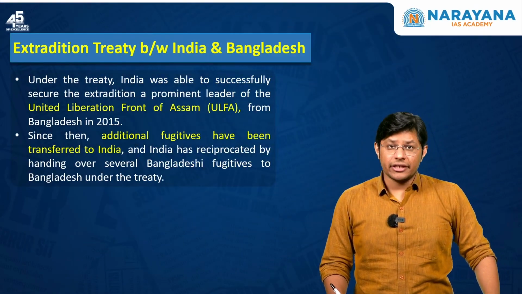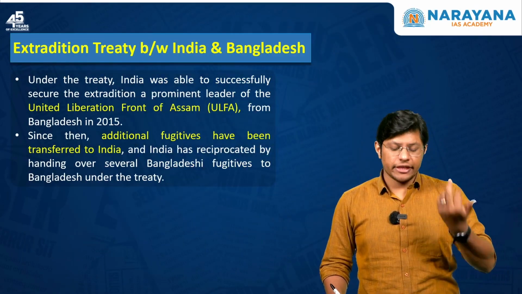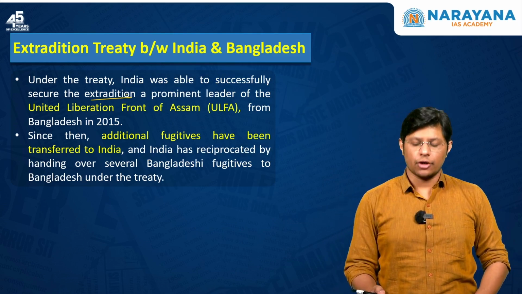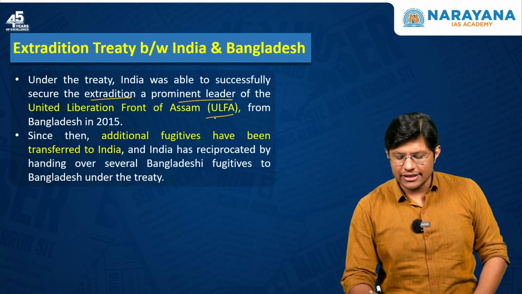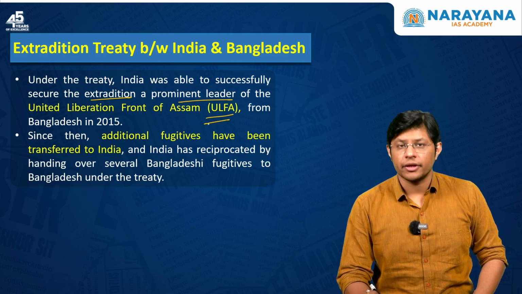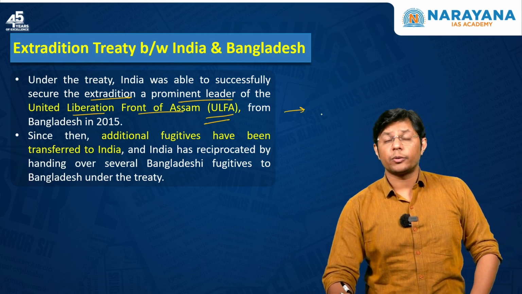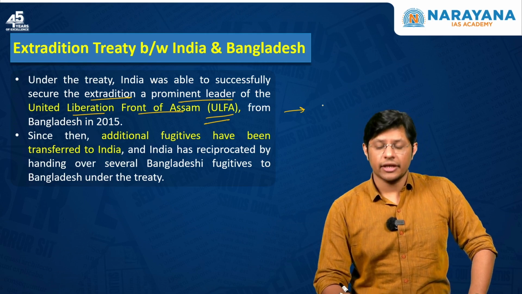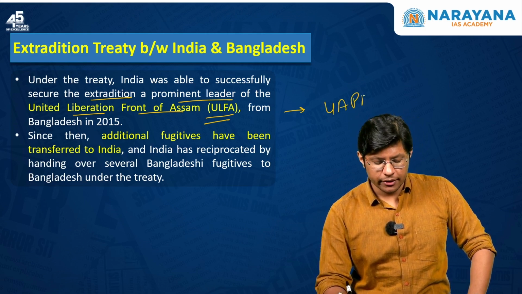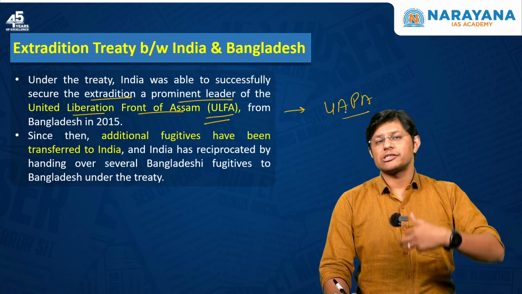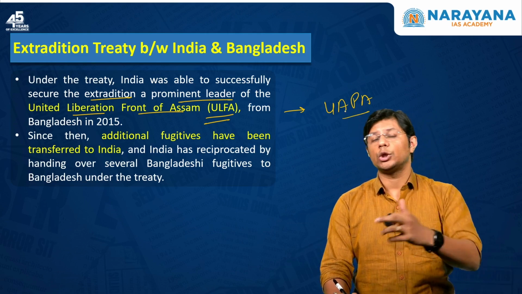Now, because of this treaty, India was able to successfully secure the extradition of a prominent leader of this terrorist group. United Liberation Front of Assam is one of the proscribed terrorist organizations under UAPA. And many such fugitives, India was successful in bringing them back to our country.